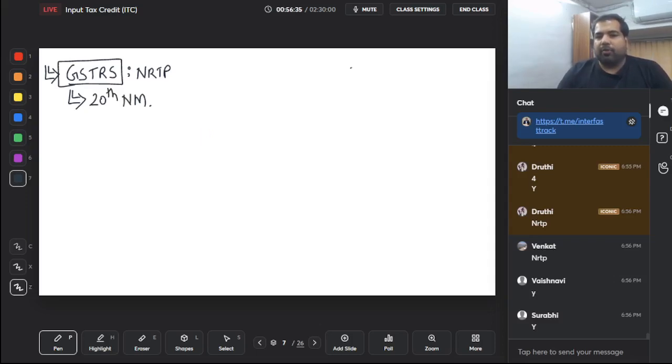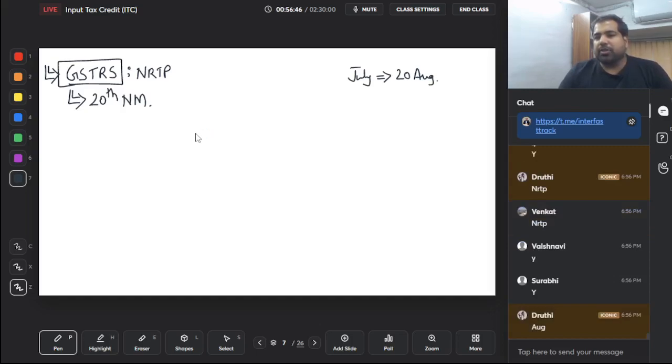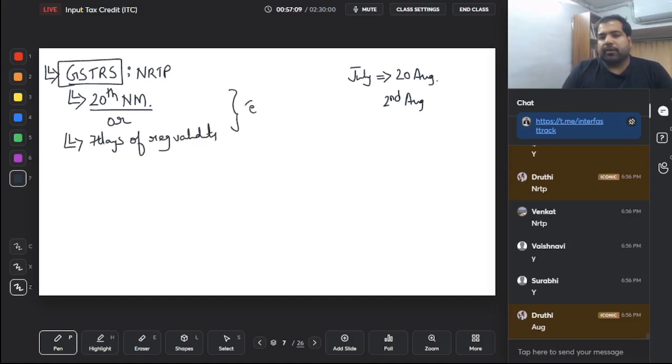So let's say for July, guys, when will he file his return? 20th August. But guys, what if his registration is coming to an end on 2nd August only? Then can he leave for the US, because Elon Musk is waiting for them? Yes. So it's either the 20th of the month or within 7 days of registration coming to an end, whichever is earlier. Check if you understand this.